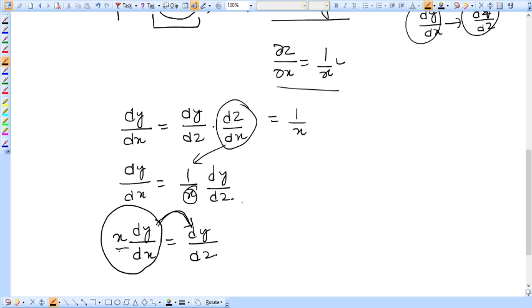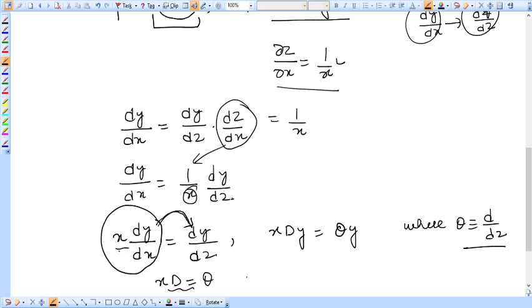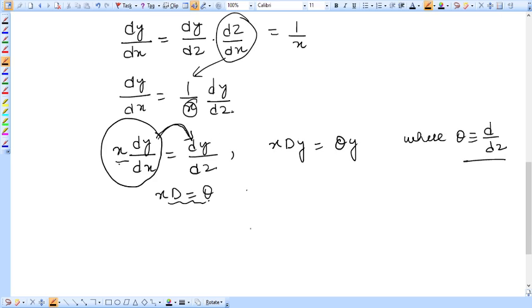We can also write it as x D y equal to theta y, where theta stands for d over dz. So in short, we can write x D is equal to theta. Now see what equation was there. Also, moreover, I want to write a few more operators.